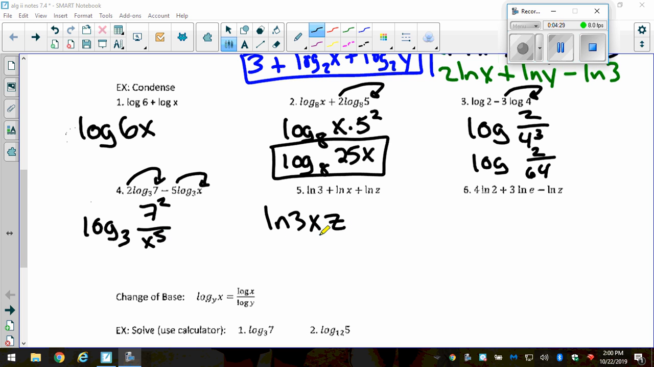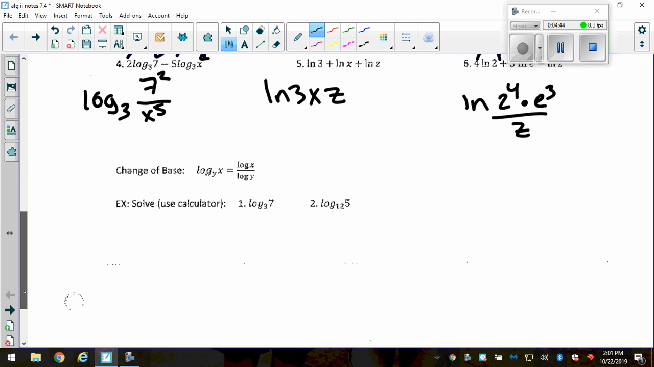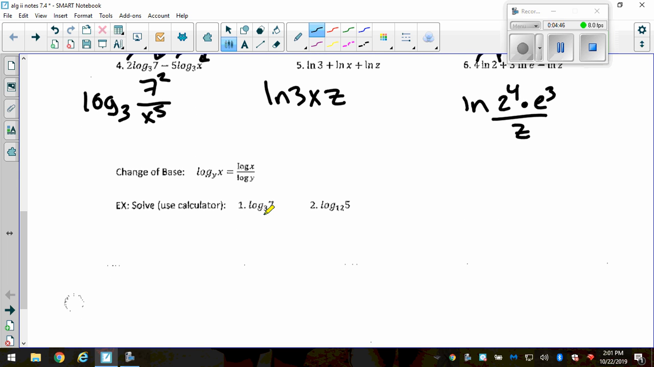So hopefully you have ln of 3xz, because addition would mean multiplication. And go ahead and try number 6 now. So we have 2 to the power of 4 now. That goes up here. The 3 goes to the e. Subtraction meant division.